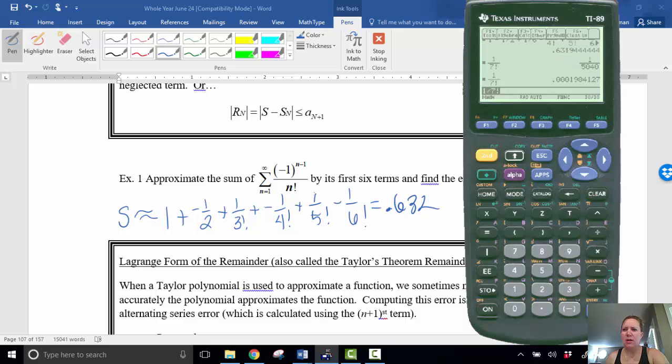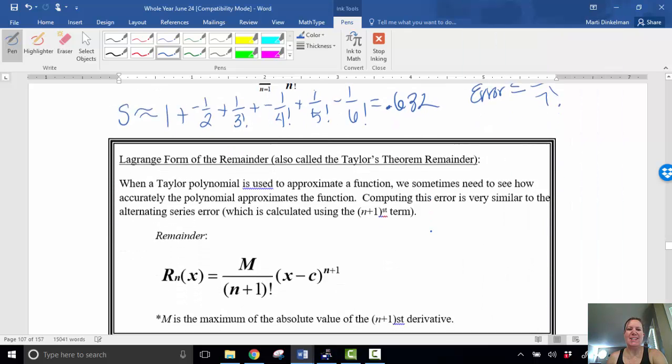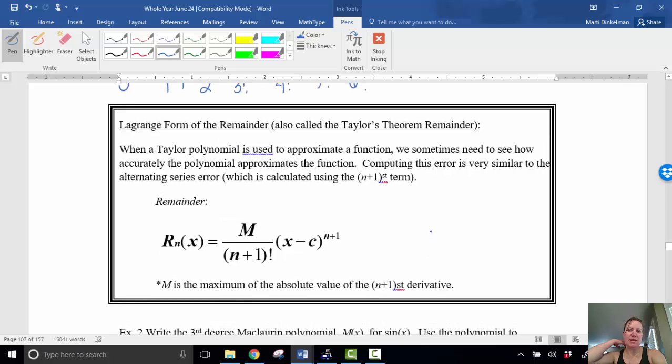Okay, so what we're saying is we're pretty accurate to 3 decimal places. So using 6 terms would be fine if I wanted to make sure I was accurate to 3 decimal places. Okay, so that's the alternating error. Now, what if it's not exactly alternating? If I've found a Taylor polynomial, I can find that.